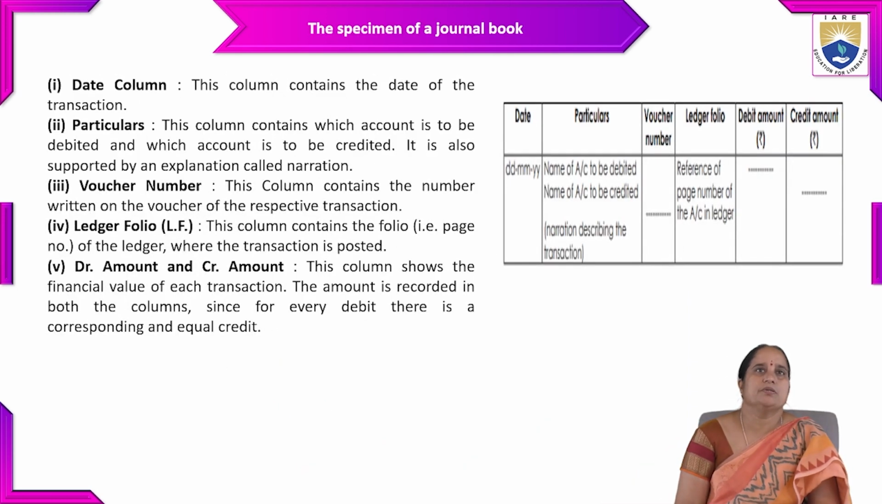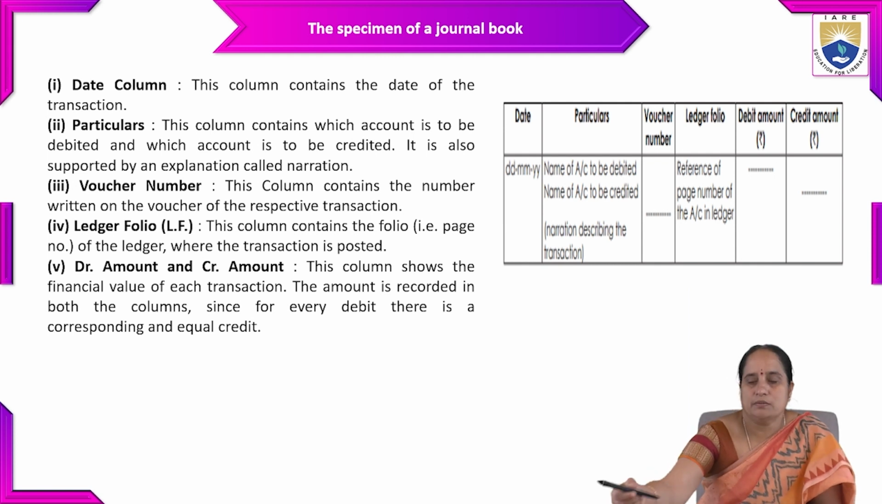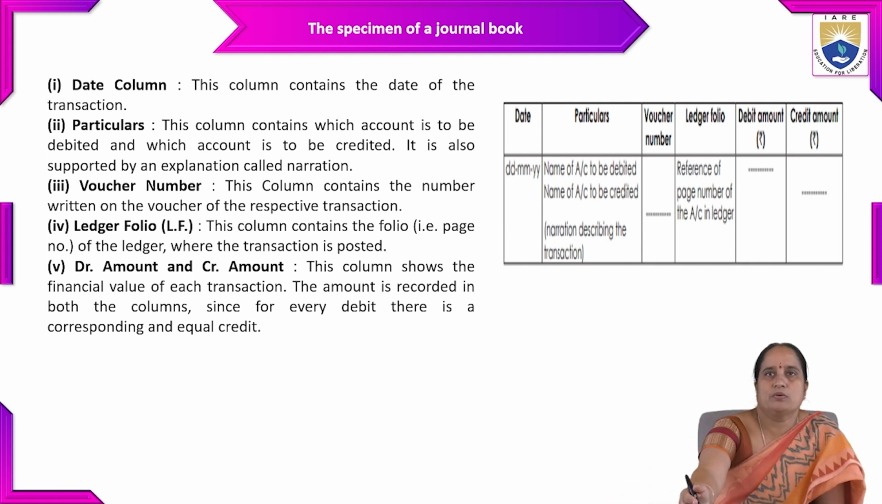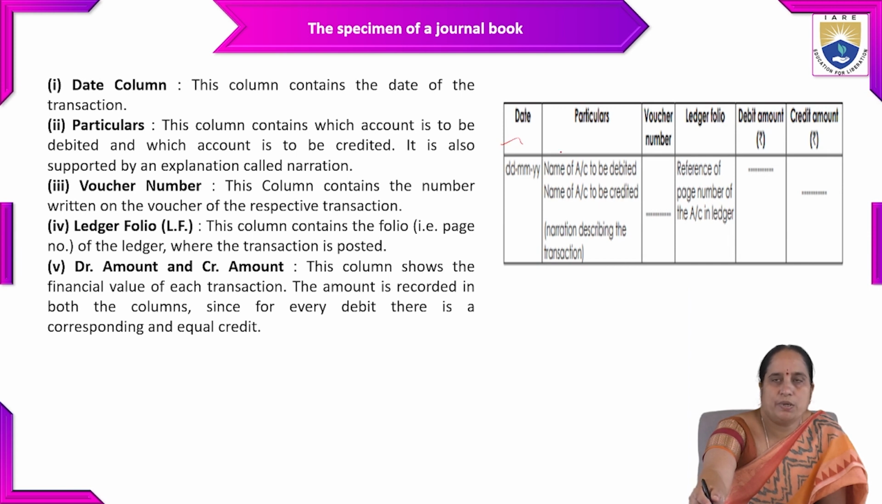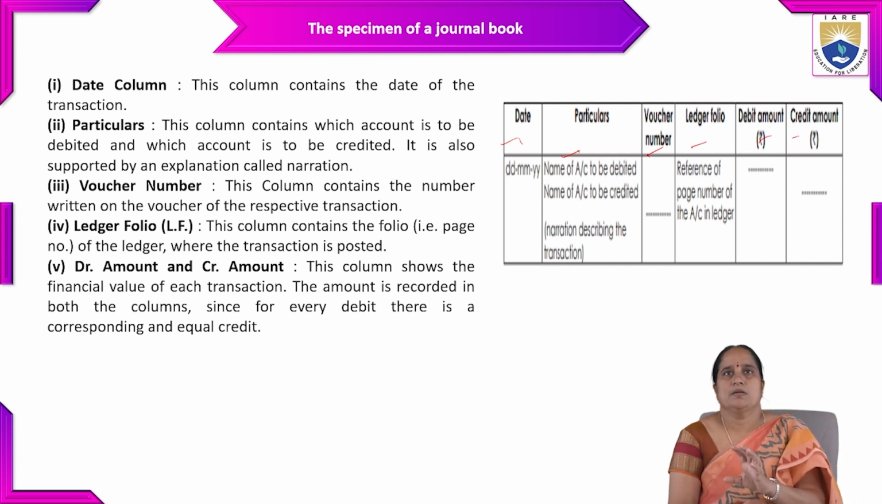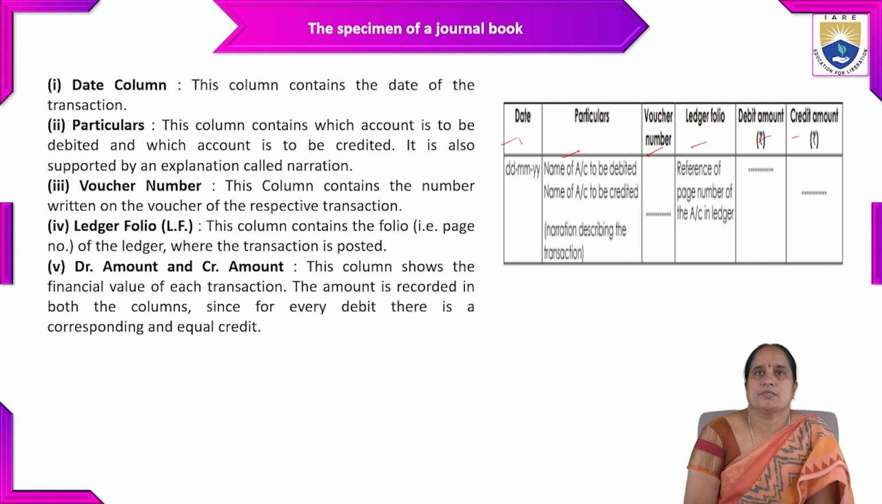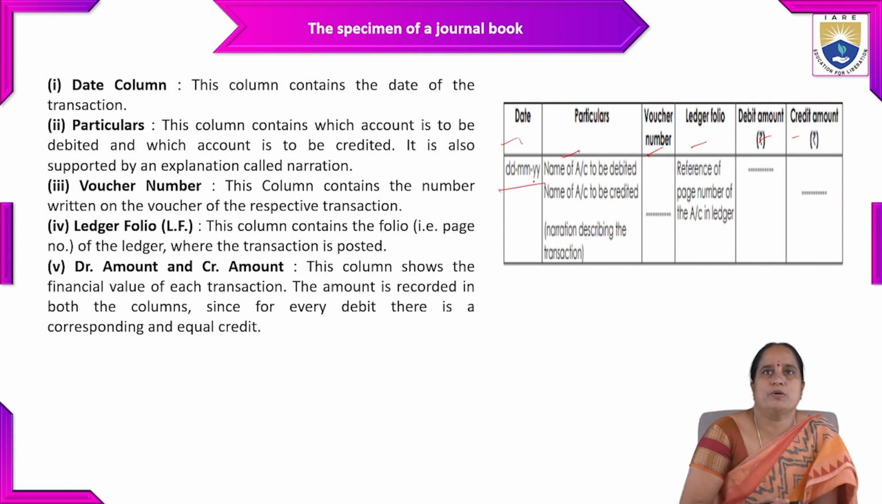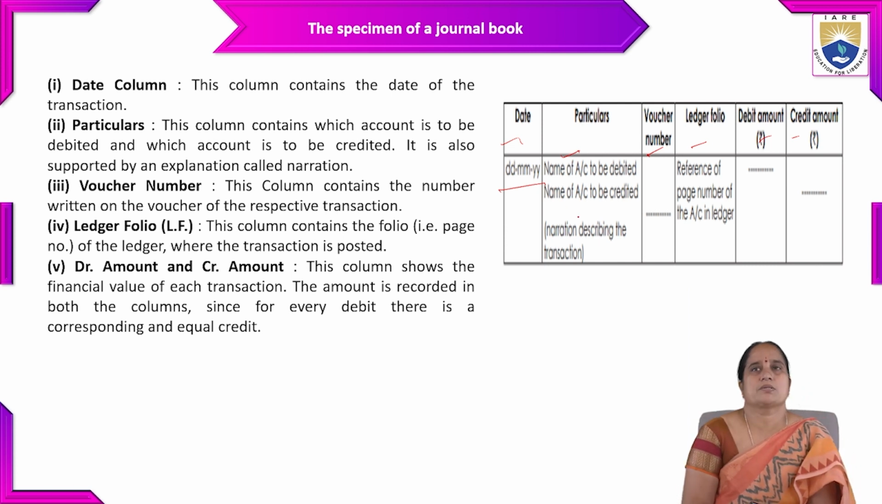The specimen of a journal book. If you see, this is the pro forma of the journal book. It consists of date column, particulars, voucher number, ledger folio, debit amount, and credit amount. The date column contains the date of the transactions, which is in the form of DD, MM, YY, and in the particulars we used to specify name of the account to be debited and name of the account to be credited, whether it is cash account, capital account, or what type of account, that we used to specify in the particulars column.